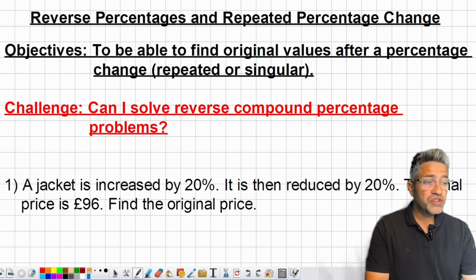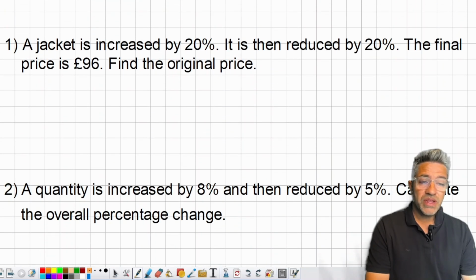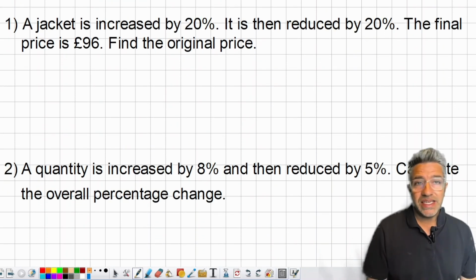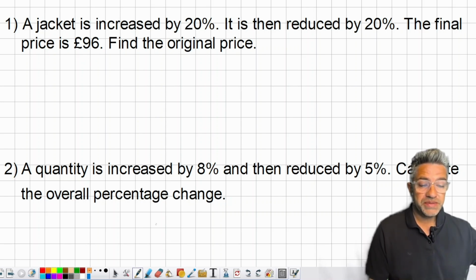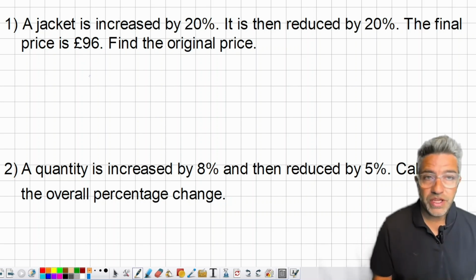If I just scroll the screen down so we can take a look. A jacket is increased by 20%. It is then reduced by 20%. The final price is £96. Find the original price. Well, we don't know the original price.